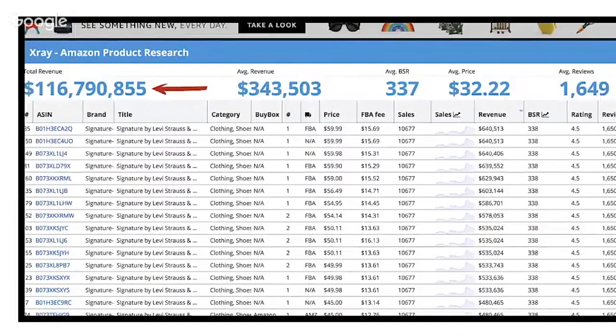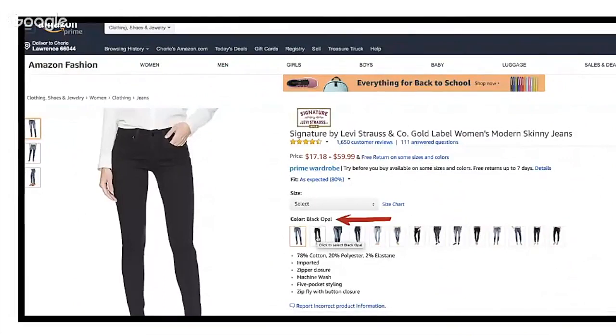Here, off of this product page, is the total revenue. Each one of these variations is driving 640K, 640, 629. Look at the revenue for one month. It's like over $1 million, right? So obviously people come to this page and they buy all these ASINs.